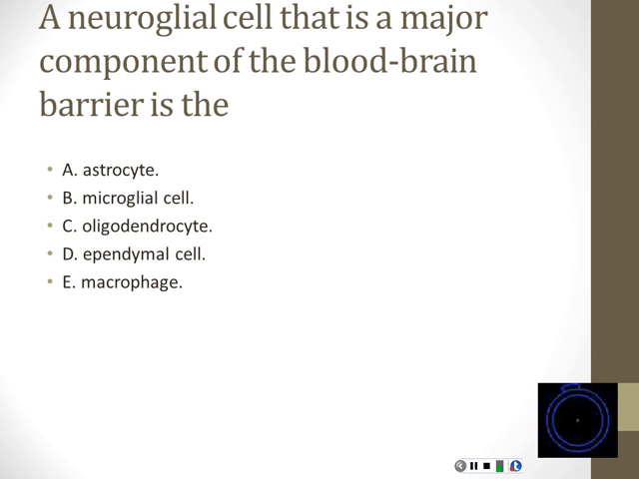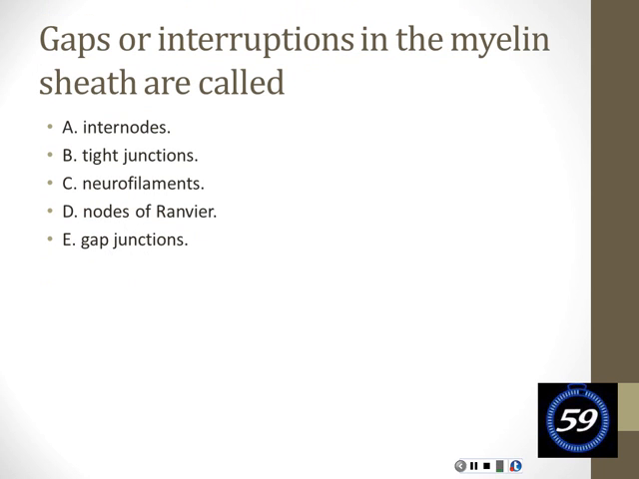Is that everybody? All right, so astrocyte is the blood-brain barrier maker. Astrocytes also help neurons with the metabolic work, so like ATP production, metabolism, essentially. Microglial cells are macrophages, so they clean things up. Oligodendrocytes produce myelin in the CNS, and then ependymal cells make cerebrospinal fluid. All right. Gaps or interruptions in the myelin sheath are called what?